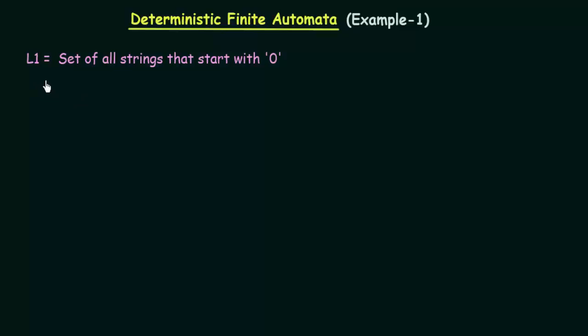But before starting that, let us see what will be the elements in this set. Since this is a set of all strings that start with 0, the elements would be like 0, 00, 01, 000, 001, 010, 011, and so on. This is actually an infinite set because any string that starts with 0 is present in this language L1. Now let's see how we can design the DFA for this.